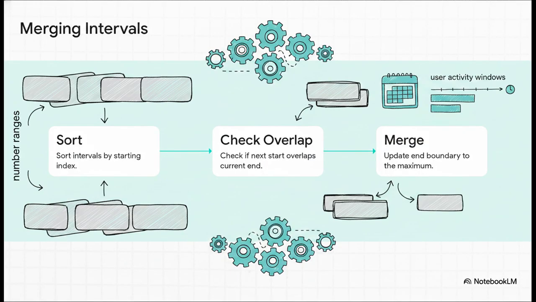Our third major subarray technique is merging intervals. Imagine a completely chaotic list of overlapping number ranges. First things first, you sort them by their starting index. Honestly, sorting is the absolute key to dropping your time complexity here. Then you just step through. If the next interval's start overlaps with your current interval's end, you merge them by updating your end boundary to the maximum of the two. It's exactly like scheduling maintenance by finding the longest gap in overlapping user activity windows. You're taking chaos and cleaning it up into distinct blocks of time, all in a single pass.